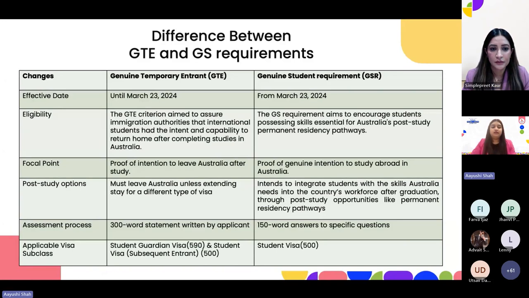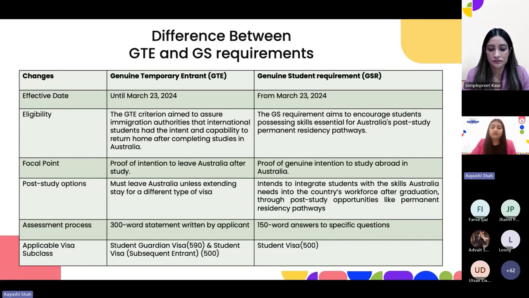Okay, all right. Now, just to give you an overview, first of all, from 23rd of March 2024, there is a major change for international students who are willing to apply for a student visa. GTE has been replaced by Genuine Student. Now, what is this? GTE was a Genuine Temporary Entrant, where you have to satisfy a condition by saying that you are a temporary entrant willing to study in Australia and then leaving back to your home country, whereas the genuine student requirement has much more to it.